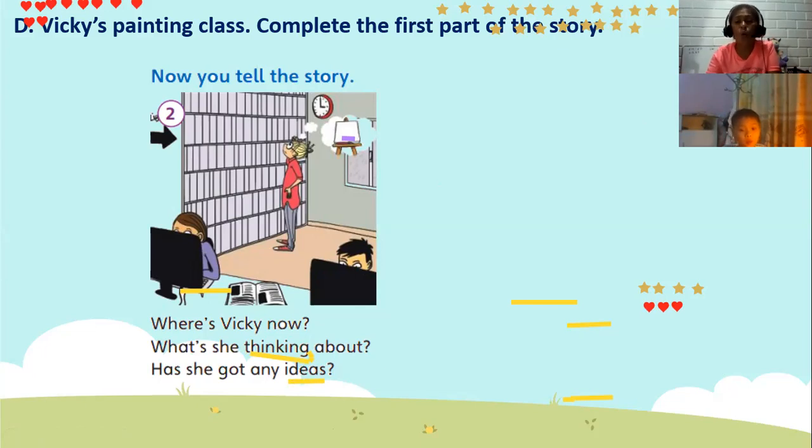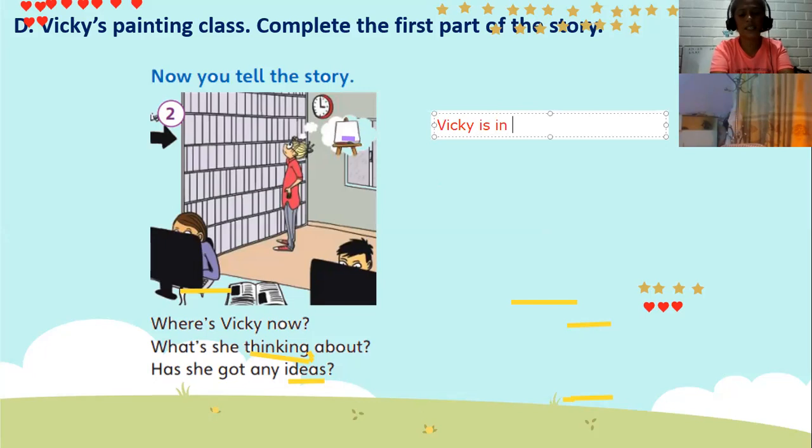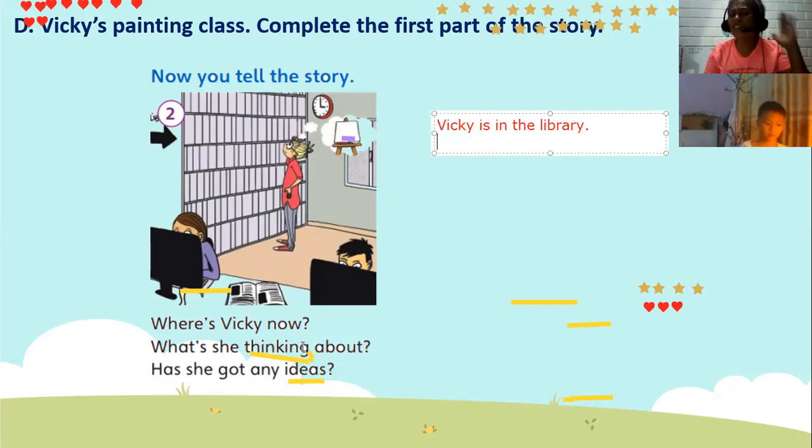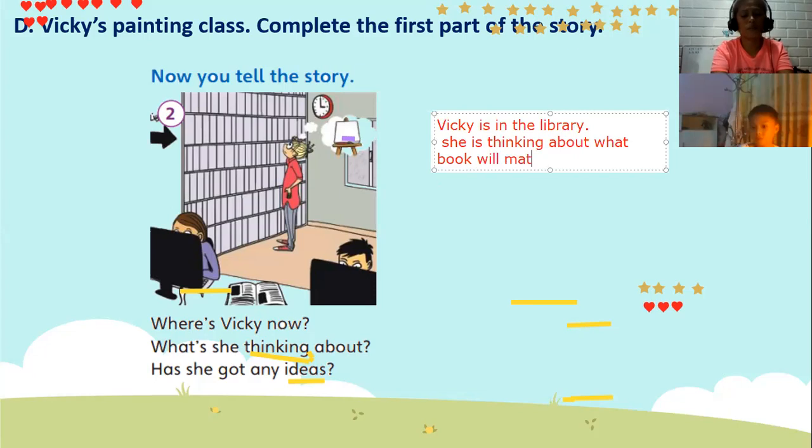First, where's Becky now? Where is Becky? She is in the library. Very good. Becky is in the library. Okay, how about the next one? What is she thinking about? Look at Becky. Becky is thinking about. What is she thinking about? She is thinking whether the book will match the pictures. Okay, she is thinking about what book will match the pictures.